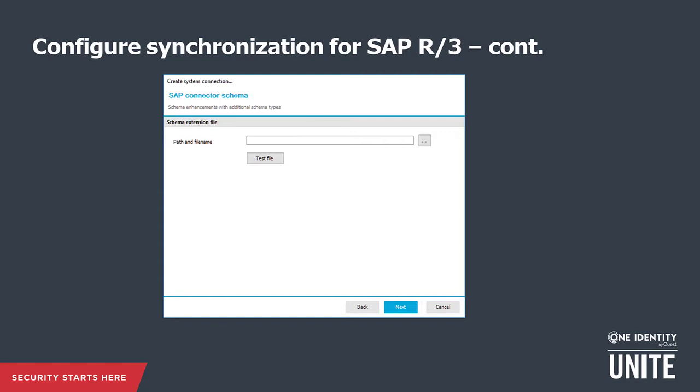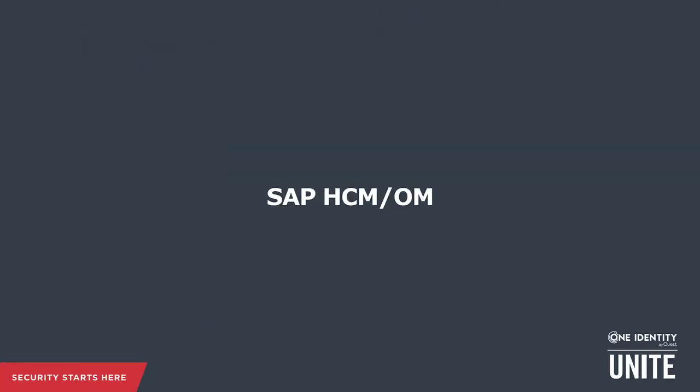A sample XML schema extension file can be found in the One Identity Manager SAP documentation. Schema extensions can be provided by support or by experienced delivery persons. Once the basic connectivity to the SAP system is established, the SAP synchronization template must be selected.